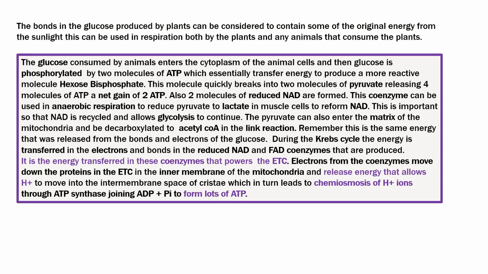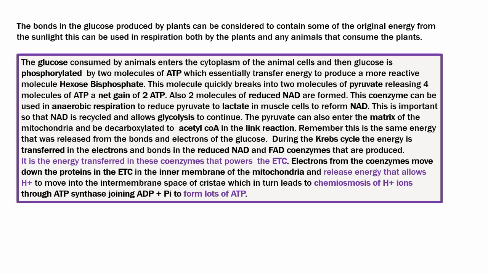So the bonds in the glucose produced by the plants can be considered to contain some original energy from the sunlight. This can be used in respiration by both plants and any animals that consume the plants. Now I'm going into respiration. So the glucose consumed by animals enters the cytoplasm of the animal cells. The glucose is phosphorylated by 2 molecules of ATP, which essentially transfer energy to produce a more reactive molecule. That's hexose bisphosphate. It's just a 6-carbon reactive molecule that quickly breaks down into pyruvate, releasing 4 molecules of ATP. So you end up with a net gain of 2 ATP.